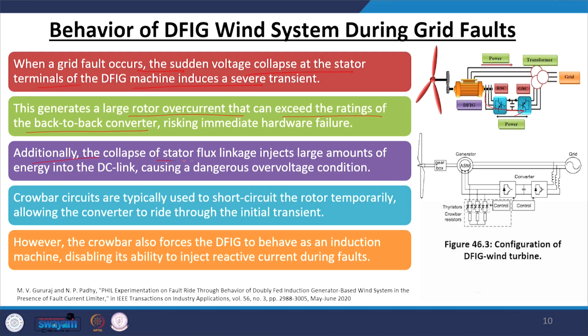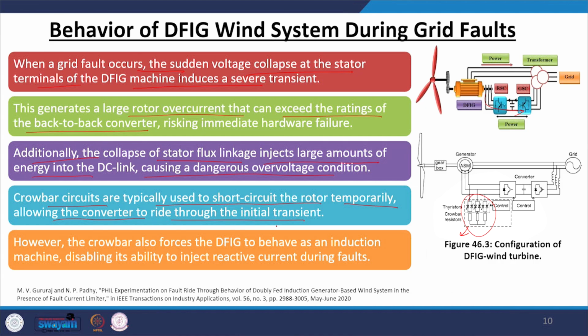Additionally, the collapse of the stator flux linkage injects a large amount of energy into the DC link, causing a dangerous overvoltage condition. Crowbar circuits are typically used to short circuit the rotor temporarily, allowing the converter to ride through the initial transient. That means if you connect it, then in the FRT condition you are stabilizing the operation of the rotor by mitigating the effect through the crowbar.